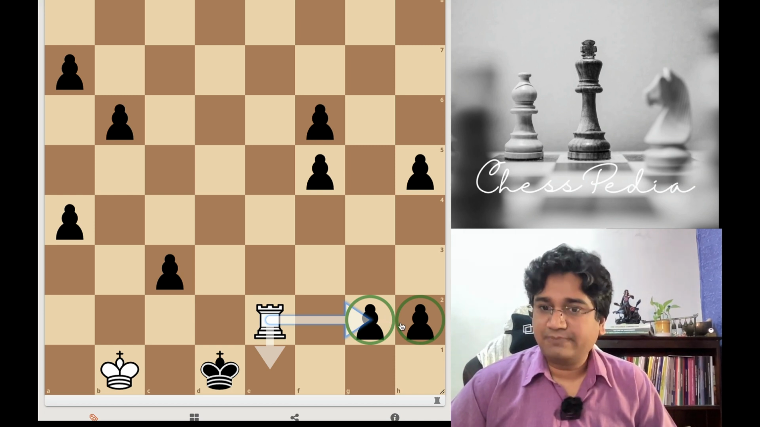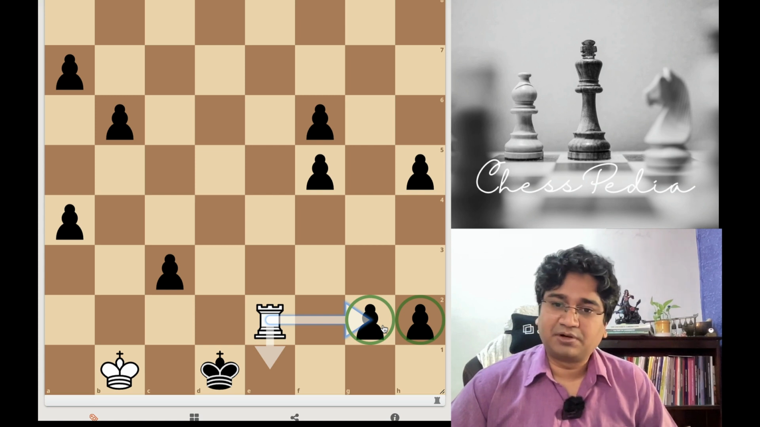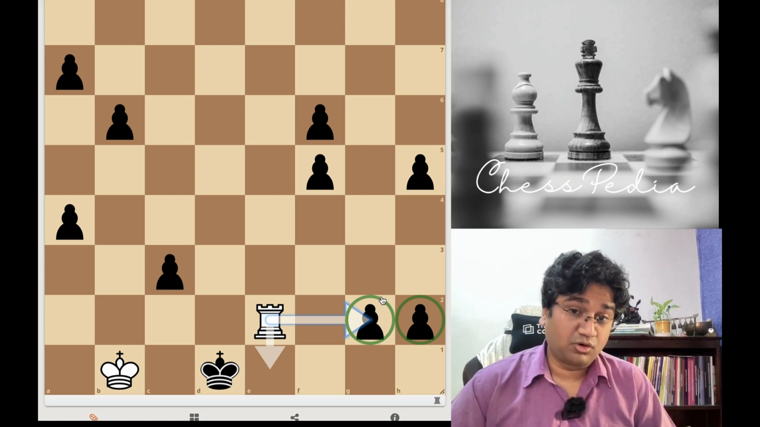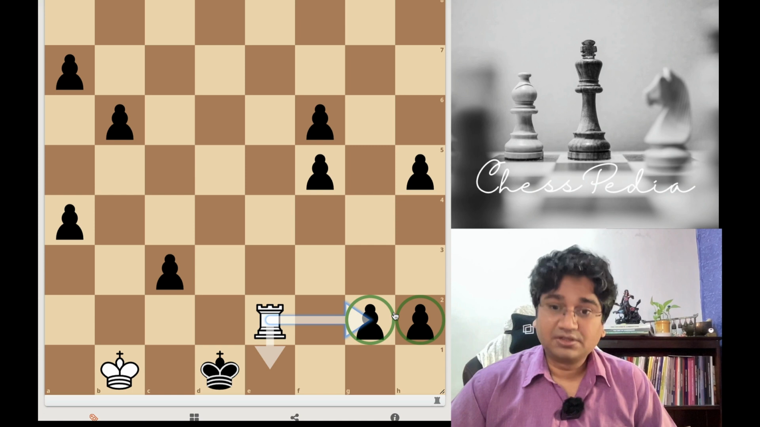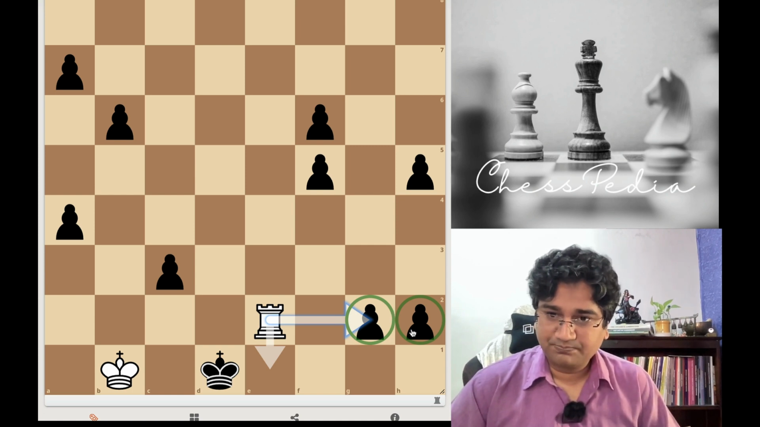So, these two pawns side by side, in certain conditions, become much more powerful than a rook if they are on a particular rank or file. Understand? Basically, rank when they are a pair, okay? Rank and file. Let us go to another example.